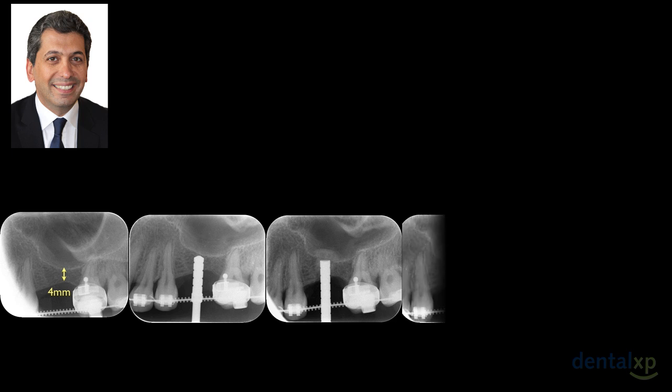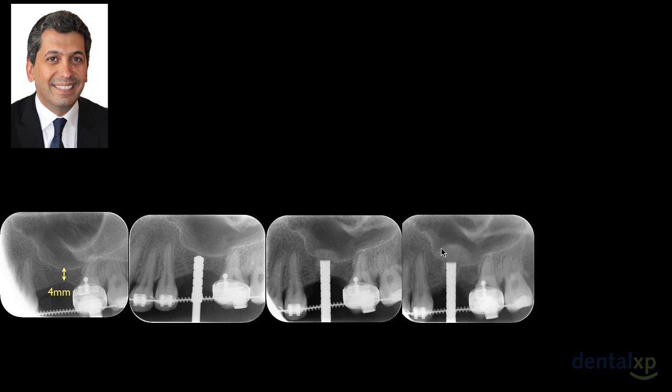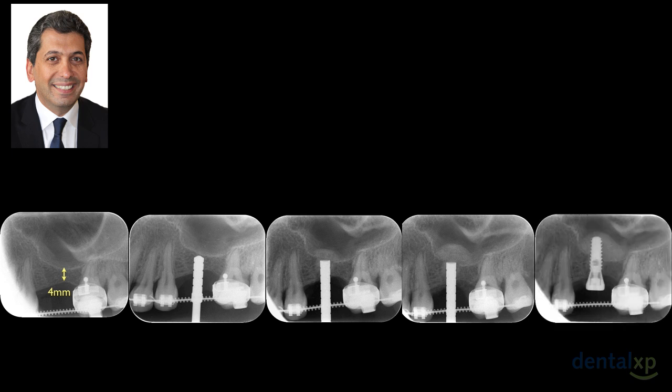biomaterial elevation. And you see, as I said, the elasticity, the tactility of this membrane that will englobe this whole biomaterial. And when we see such a radiograph, we are sure that we did a proper sinus elevation without perforation, and this is the implant placement. So we went from 4 millimeters to 10 or 12 millimeters also, predictably.